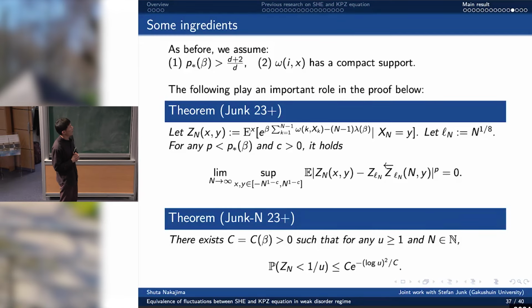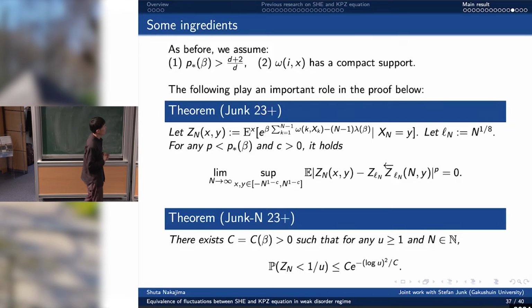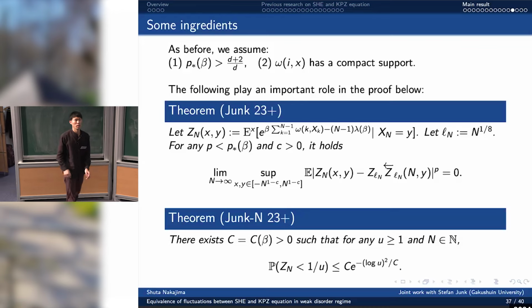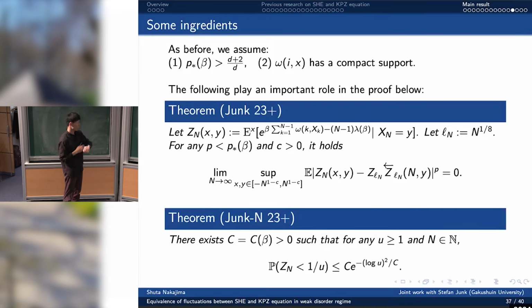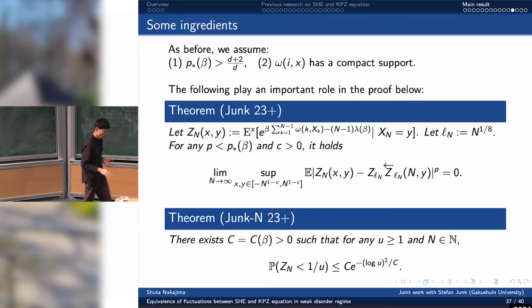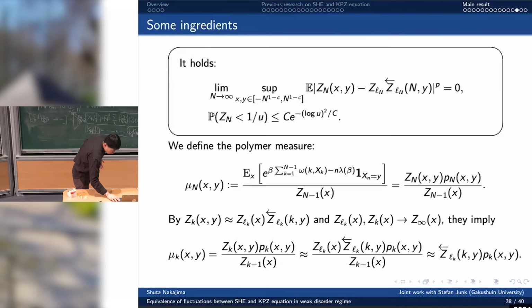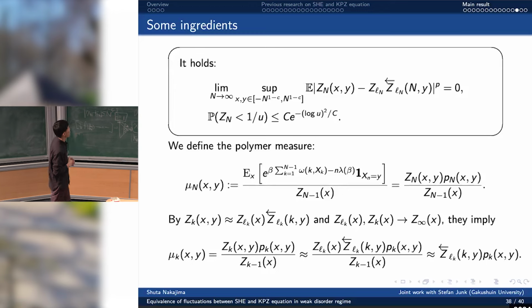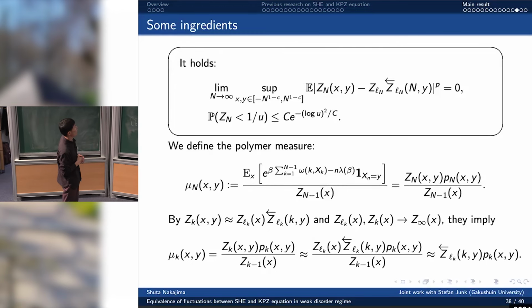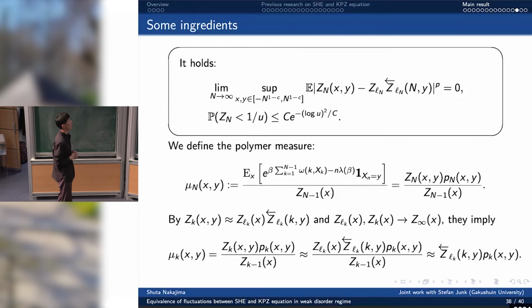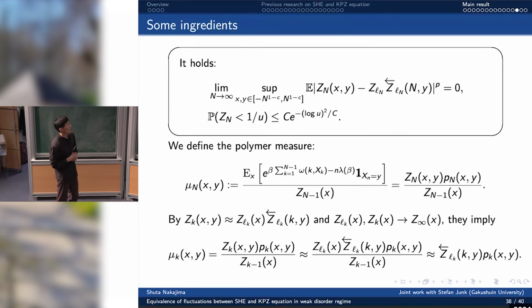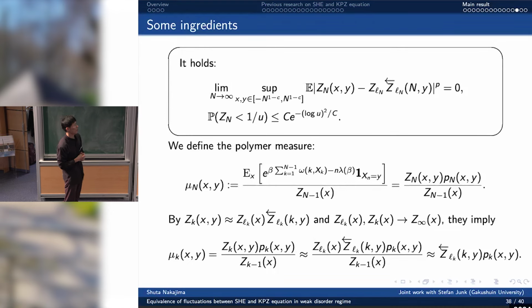And the second ingredient is a lower tail concentration. It means that the probability that Zn is very small is also small. So using these ingredients inside the box, we have the following approximation. First we define the Gibbs measure, the polymer measure, mu n x y, by this. This is just a Gibbs measure with respect to the polymer Hamiltonian.